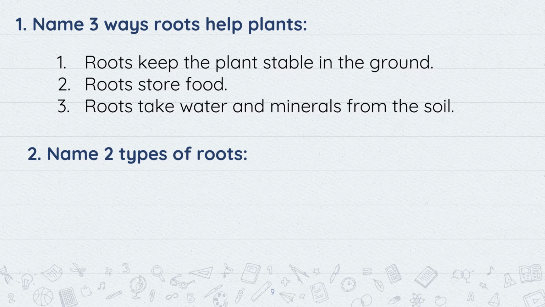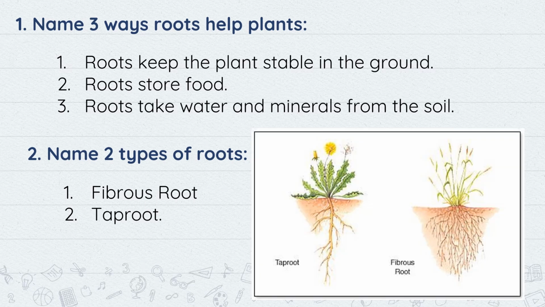Number 2, name 2 types of roots. Fibrous root and taproot. Remember them? There you have a picture for you to remember. Remember we talked about that one example of taproots were carrots. Actually, we eat a root when we are eating carrots. Fibrous roots are usually the plants that live in the desert because they need to spread long distances to get water and nutrients and minerals.